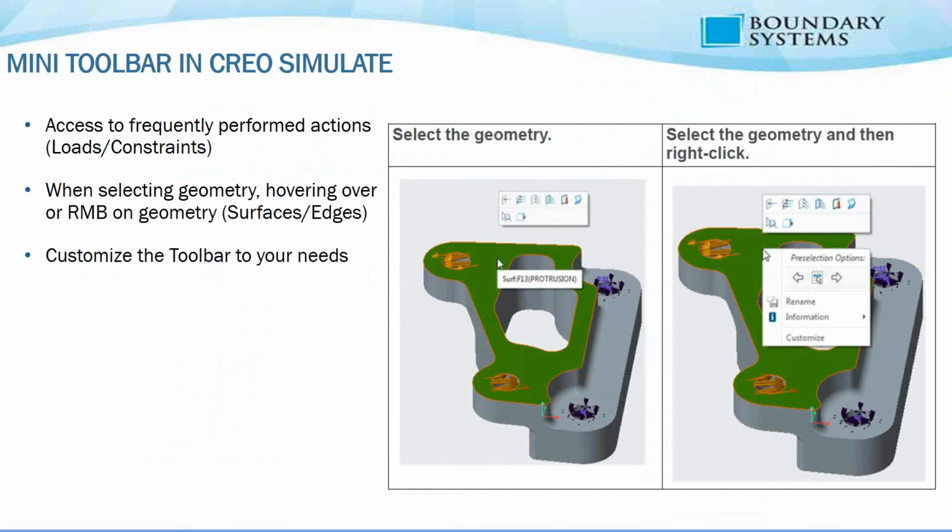And what I found with the default mini toolbar, the default one shown there in the graphic, I've actually customized mine so it has a little bit more constraints and loads there. So again, I'm not going up to the ribbon all the time to select which constraint or load set that I need.